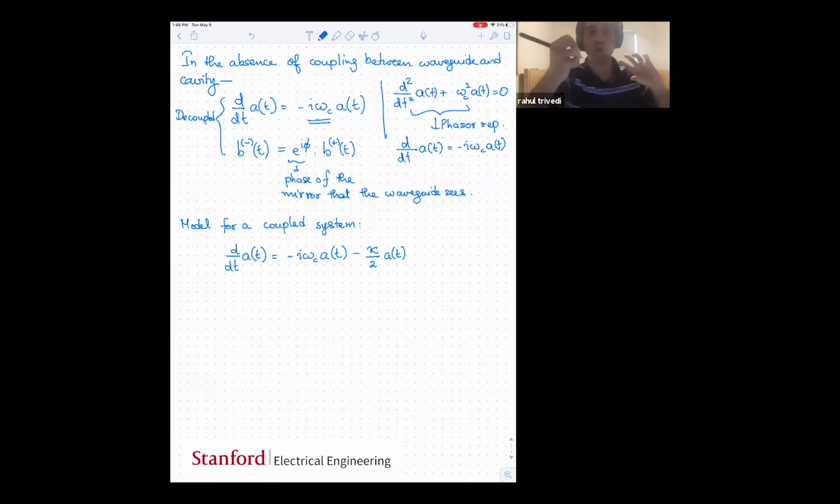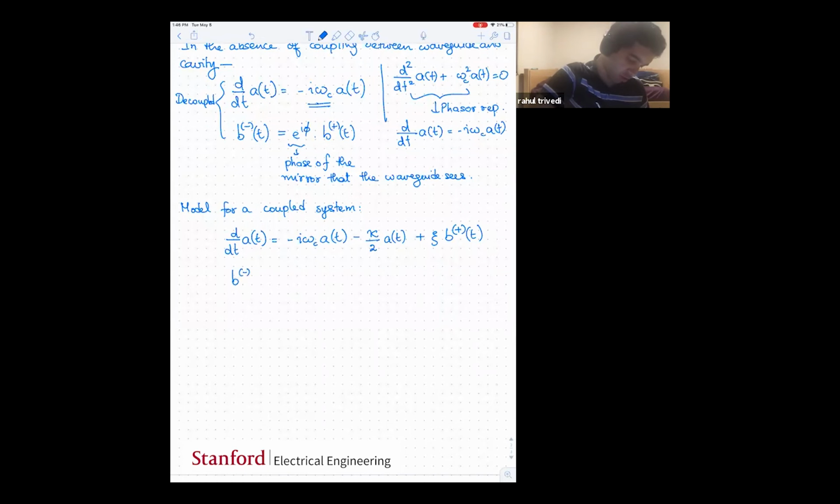But at the same time, you also have to account for the fact that although this waveguide is allowing the cavity to decay, it is also going to allow the input from the waveguide to interact with the cavity. So let me add the input with some coupling constant xi, which I've introduced, times b plus of t. Okay, and similarly, the output that is coming out of the waveguide will now be the output due to direct reflection from the mirror, exponential i phi times b plus of t, plus there is going to be some contribution of the cavity mode A of t.